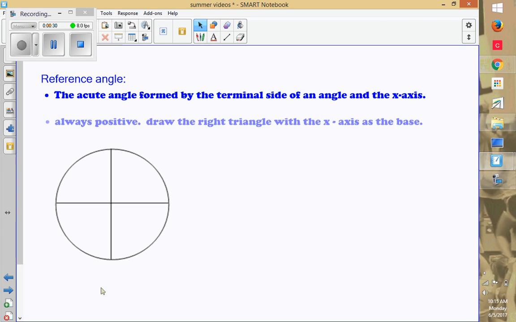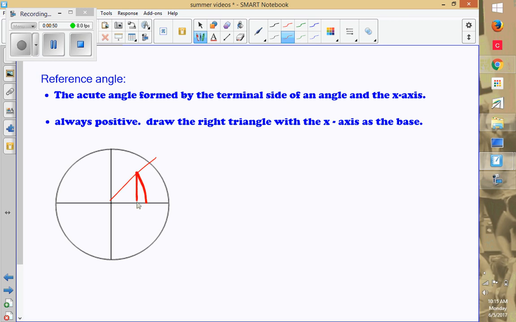What you have to understand is that this is always going to be positive, and you're basically dropping a straight down line, and you're going to create a right triangle with the x-axis as the base. So in the first quadrant, if we have an angle, you're dropping down, so you're making this right triangle with the x-axis, and so the reference angle is just the angle that we have in the first quadrant.